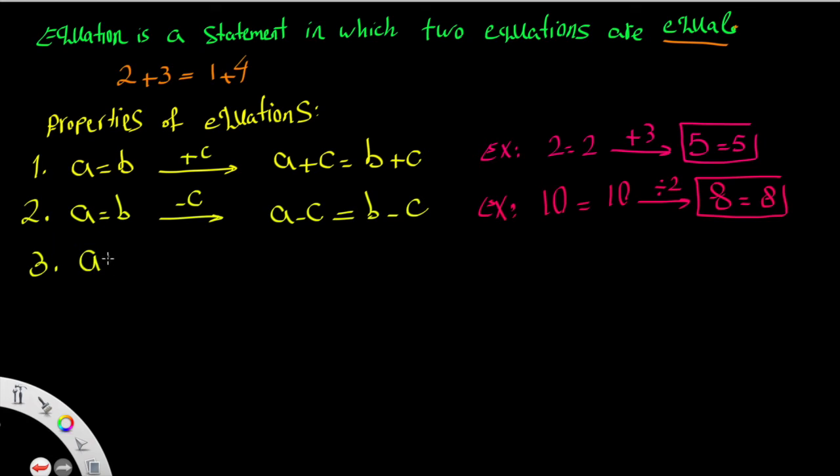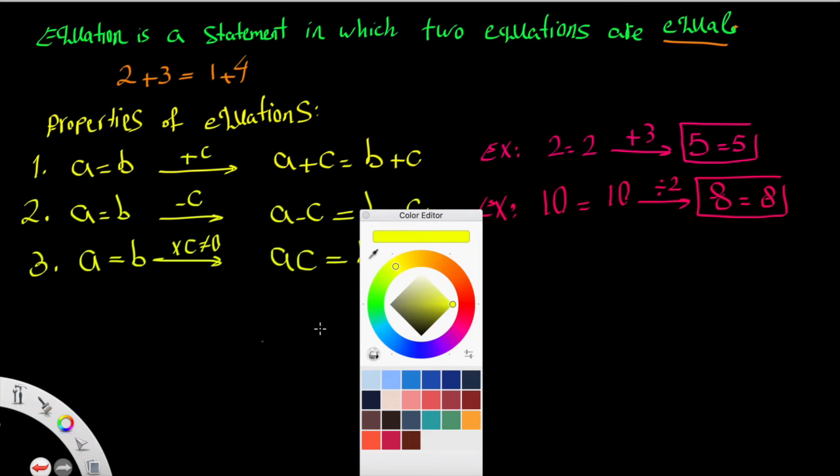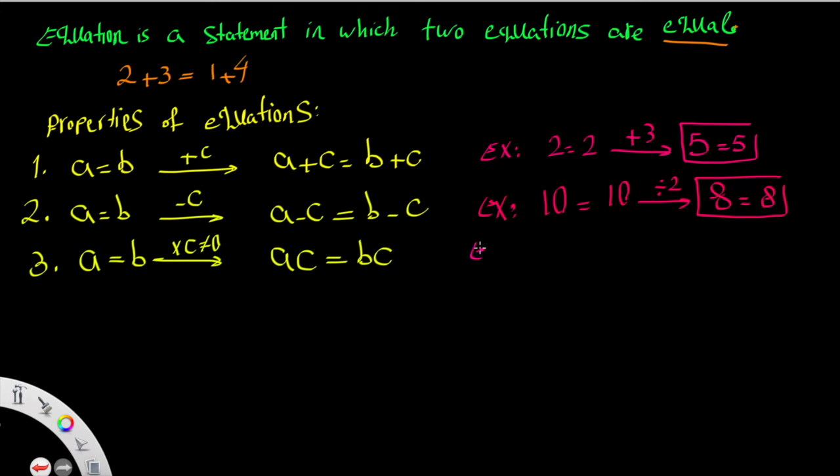Third property. A is equal to B again, and I multiply by C. C should be a non-zero number, because if you multiply both sides by 0, it will be 0. When I multiply, it will be AC is equal to BC. Now let's see an example. We know that 3 is equal to 3. I multiply both sides by, for example, 6. It will be 18, right? Also 18. Again, they are equal.